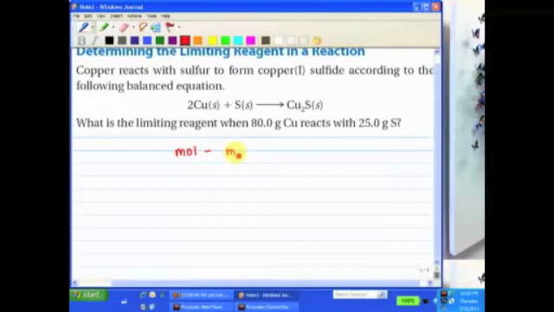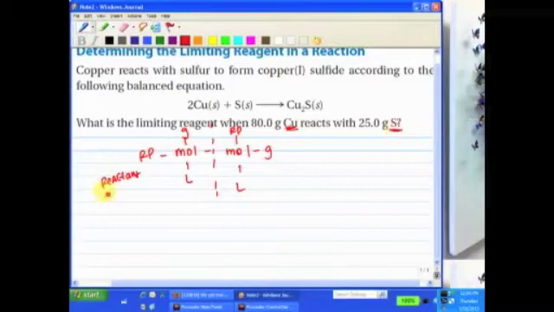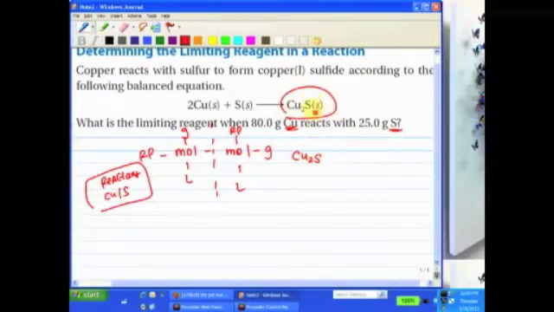So we have mole and mole. You can put liters, grams anywhere around it. On the left side is always your reactant. Copper and sulfur are your reactants. On the right side is always your product. And in this case, we only have one product, so you can write that there.